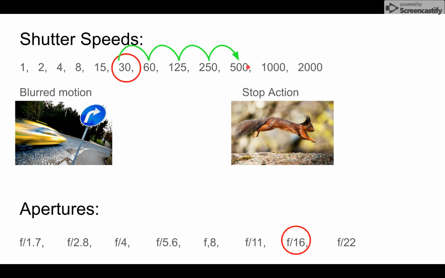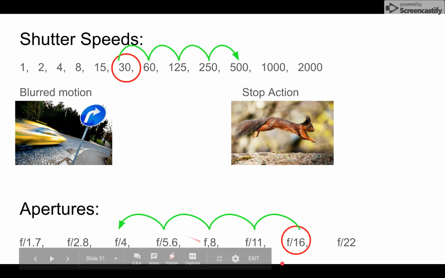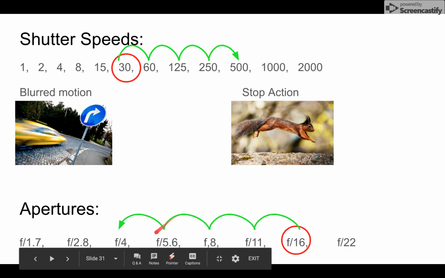So 1/500 is 1, 2, 3, 4 stops. If I move in the equal and opposite direction in my apertures, because I'm letting in less light with my shutter speeds, I have to let in more light with my apertures by making those apertures wider. So 1, 2, 3, 4. Is that an option? 1/500 at f4. Yes, it is.